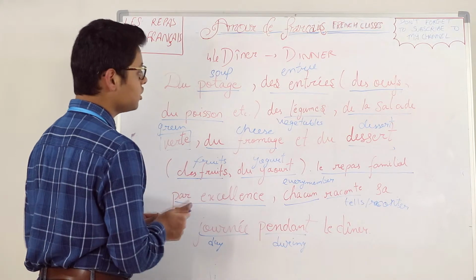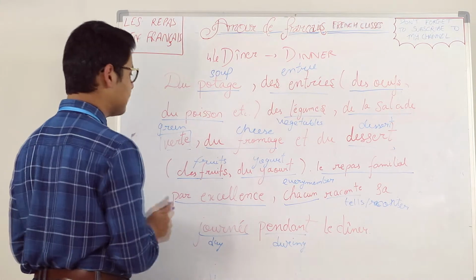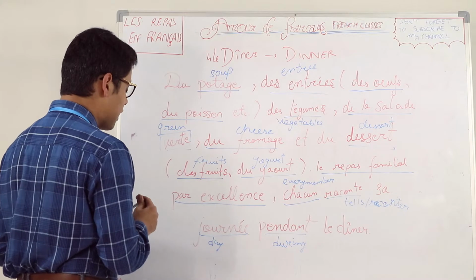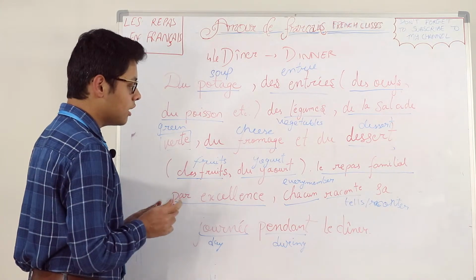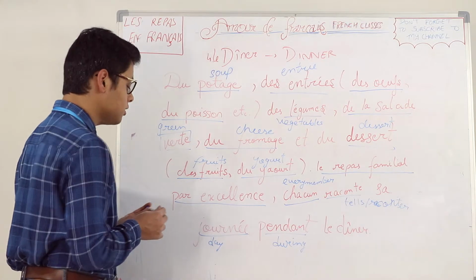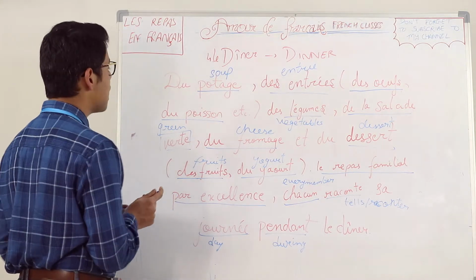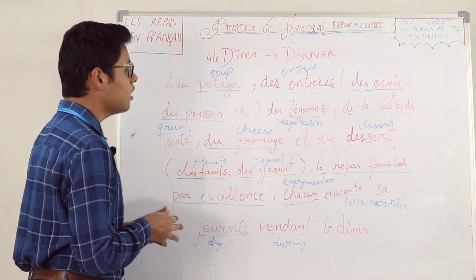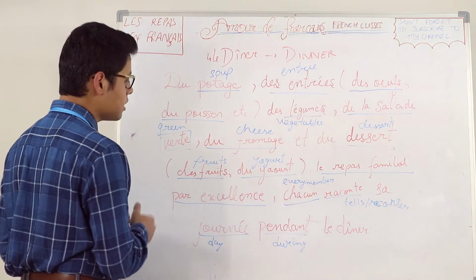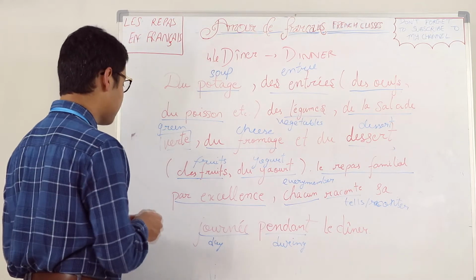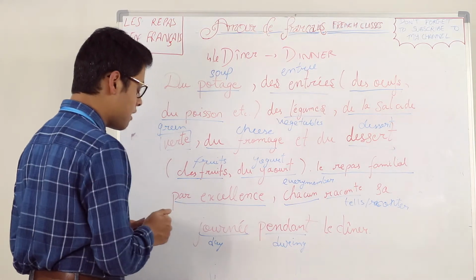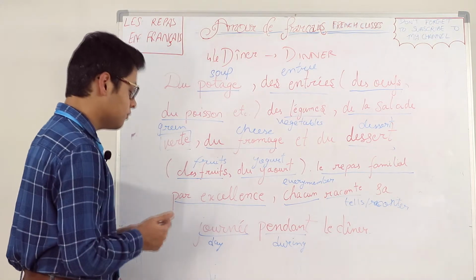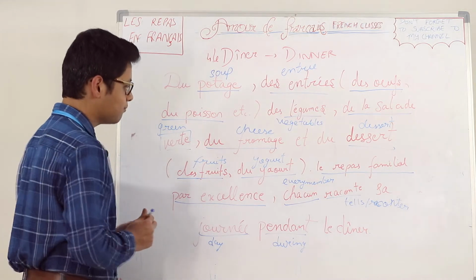Now let us read in French in a flow. Le dîner, du potage, des entrées, des œufs, du poisson, etc., des légumes, de la salade verte, du fromage et du dessert, des fruits, du yaourt, etc. Le repas familial par excellence, chacun raconte sa journée pendant le dîner. Now in English, some soup, some entrées like eggs or fish, etc., some vegetables, some green salad, some cheese, and some dessert like fruits and yogurt. It's the family meal par excellence. Everyone, or every member of the family, tells or recounts his day or her day during the dinner.